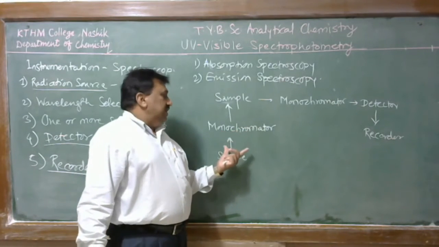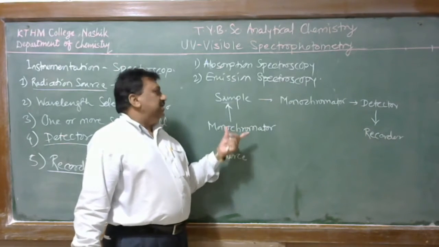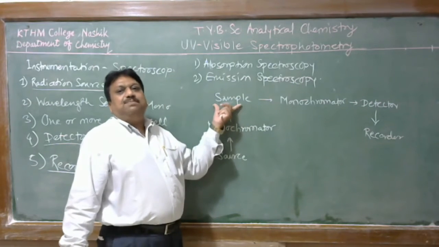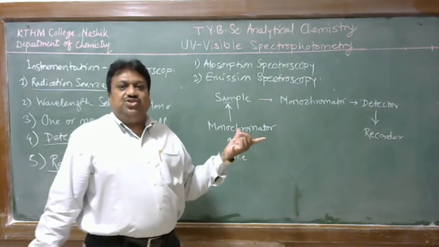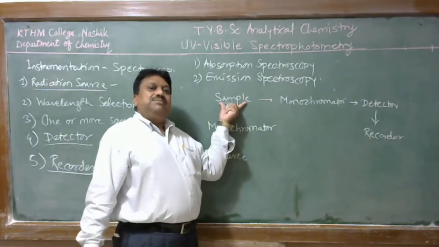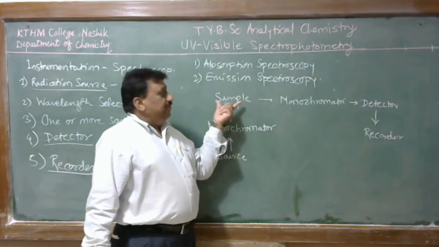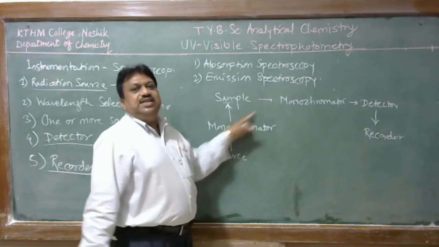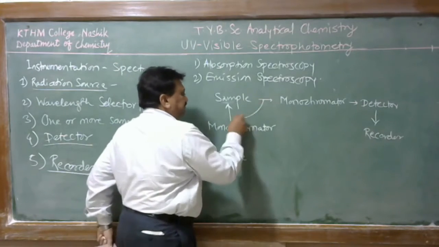That means this monochromator selects a wavelength that is given to the sample. By that wavelength, the sample undergoes electronic transition or excitation, and then after some time the sample emits radiation. This emission is measured at 90 degrees to the incident beam.